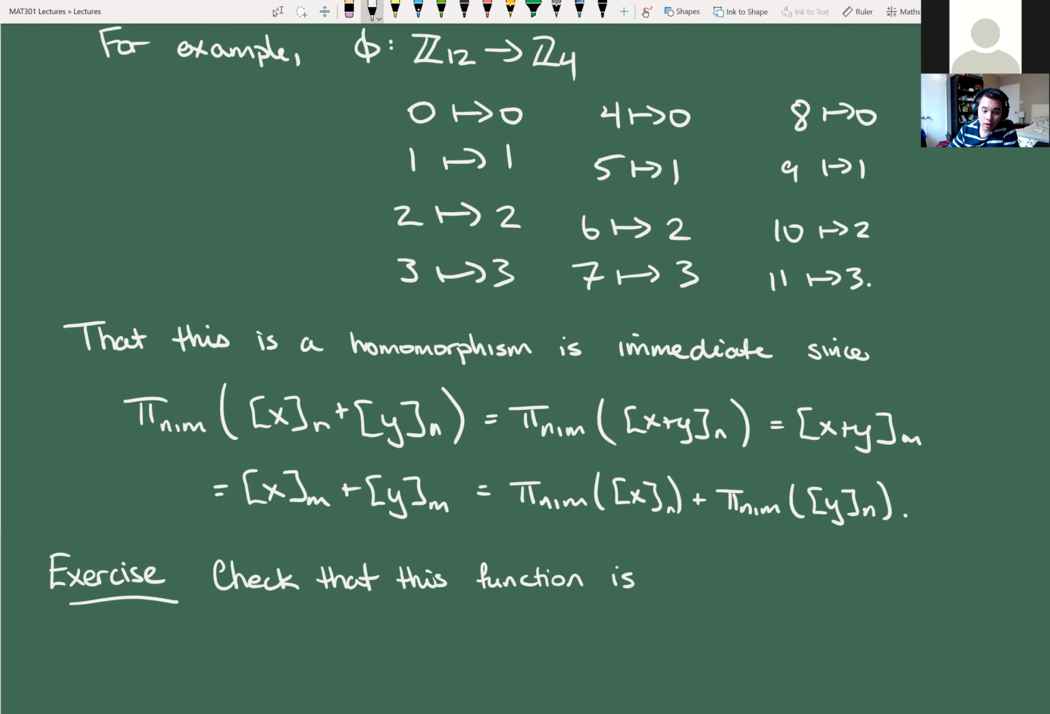Zero plus zero, zero. Okay. So we know that that's true, right? On both sides of the equation. We know that 0 plus 0 is 0. And on the right-hand side in Z4, we know that 0 plus 0 is 0. Let me ask you this, though.